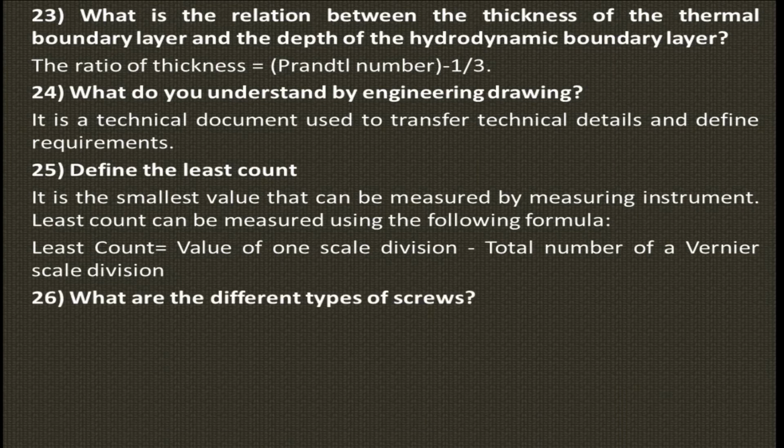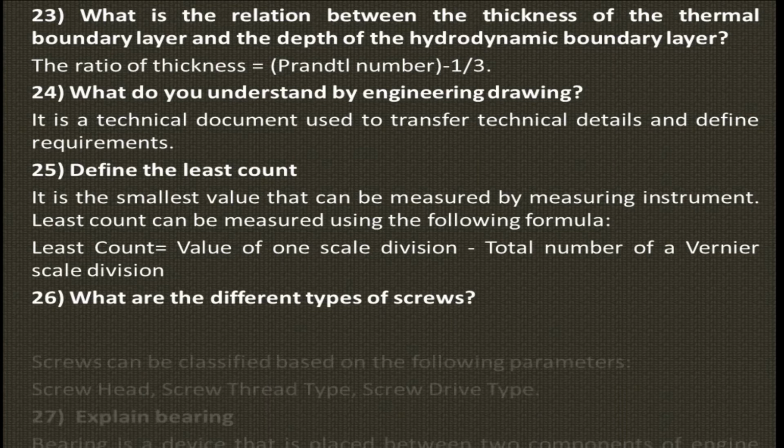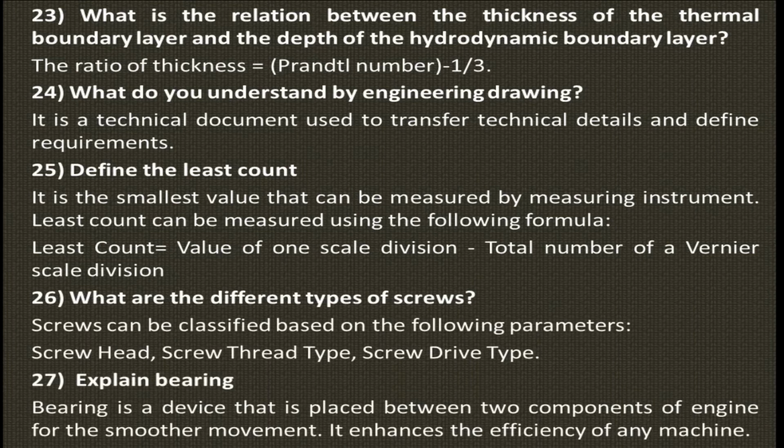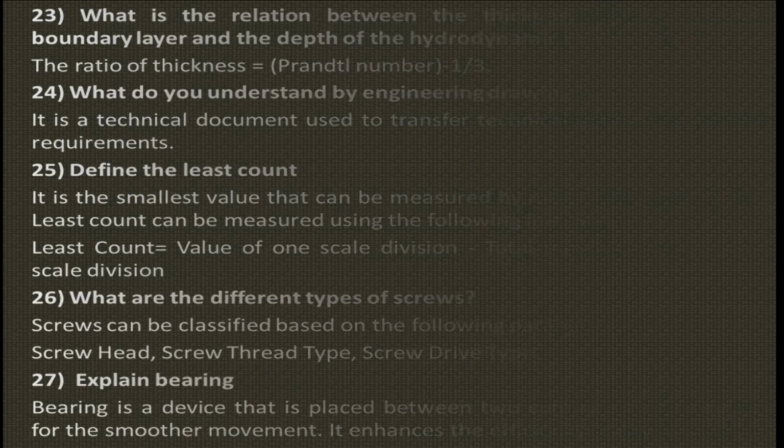Question number 26. What are the different types of screws? Screws can be classified based on the following parameters: screw head, screw thread type and screw drive type. Question number 27. Explain bearing. Bearing is a device that is placed between two components of an engine for smoother movement. It enhances the efficiency of any machine.